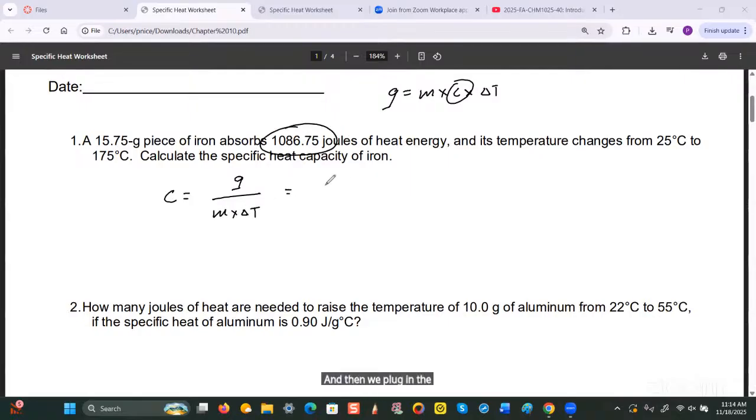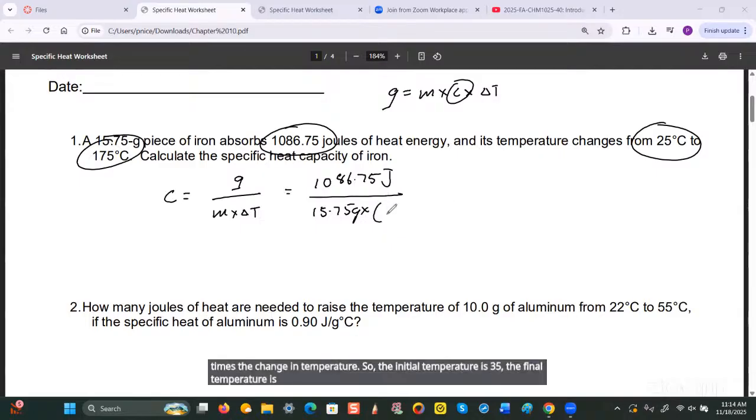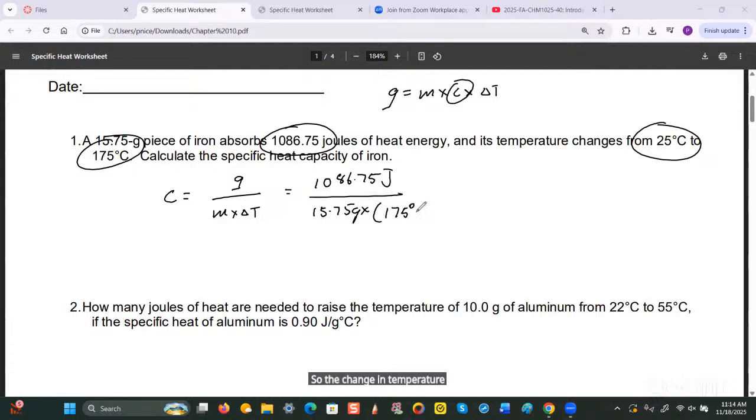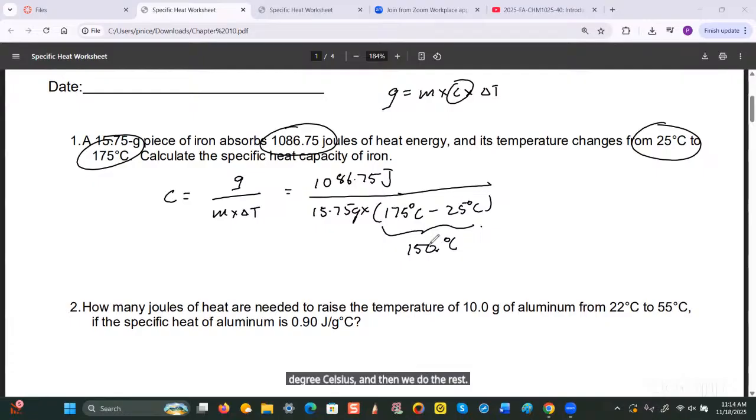Now Q is this right here, 1086.75 joules, divided by M, which is 15.75 grams, times the change in temperature. So the initial temperature is 25, the final temperature is 175. So the change in temperature will be the difference between those two. And that's it, that's the setup. Of course, I'll work on what's within the parentheses first, which will be 150 degrees Celsius, and then we do the rest.